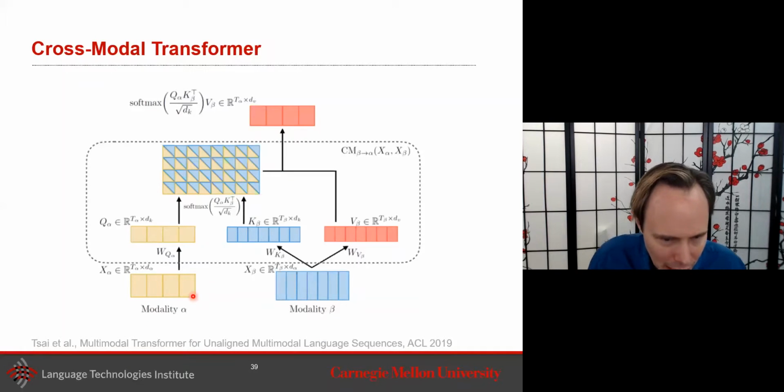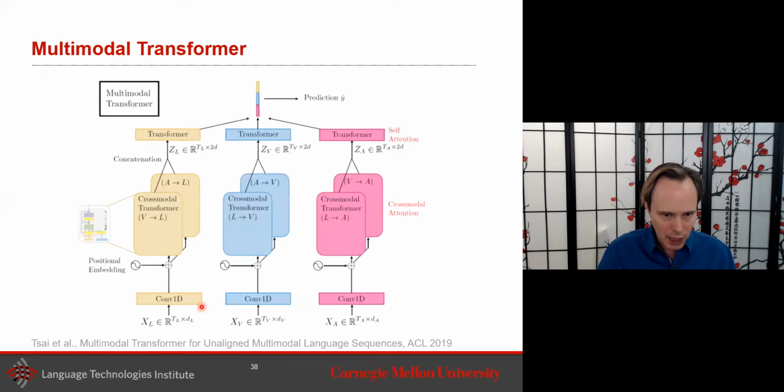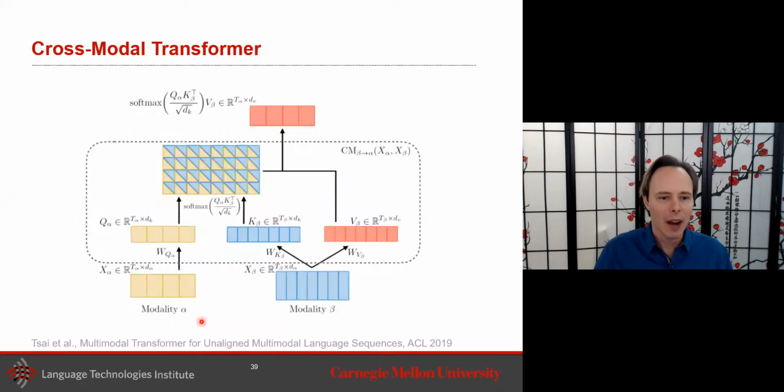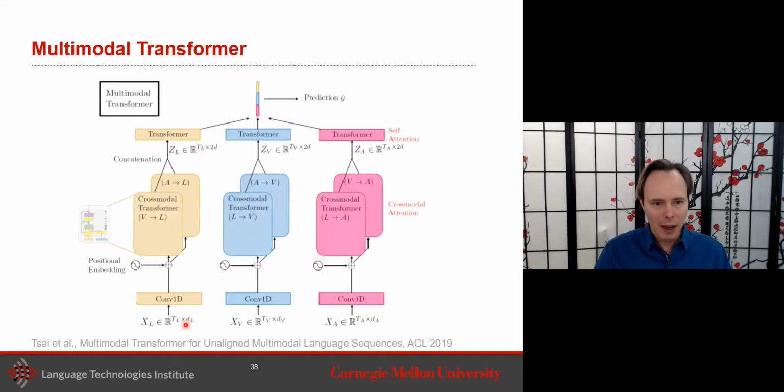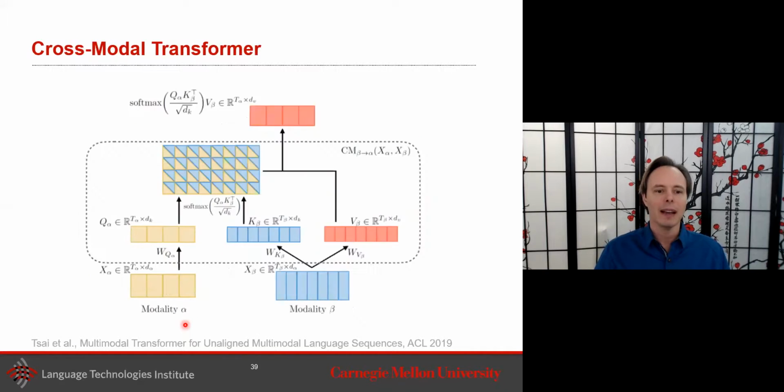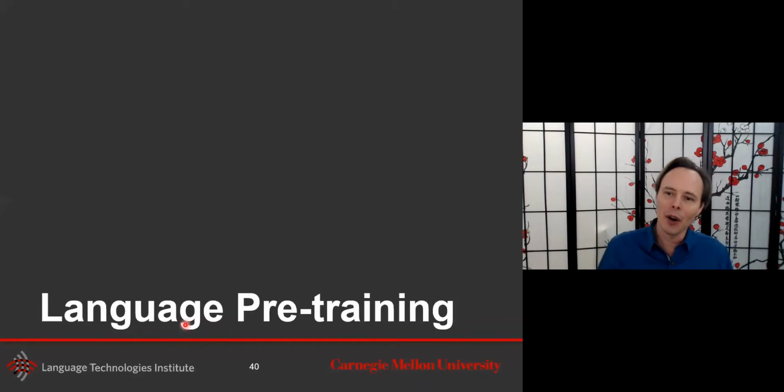So, language pre-training, token level and sentence level. Yeah, I think I got it correct. Okay. Alpha to the beta. Yes. So language. But how do you train this?